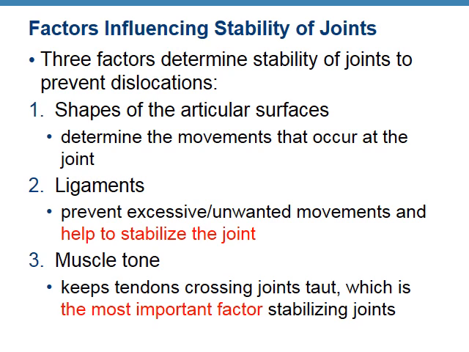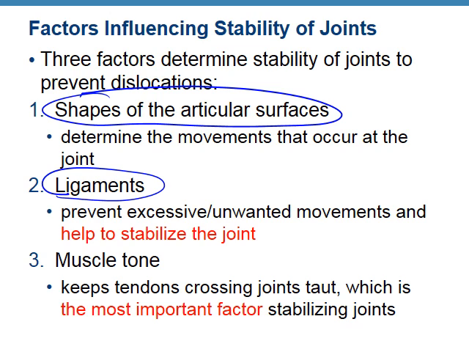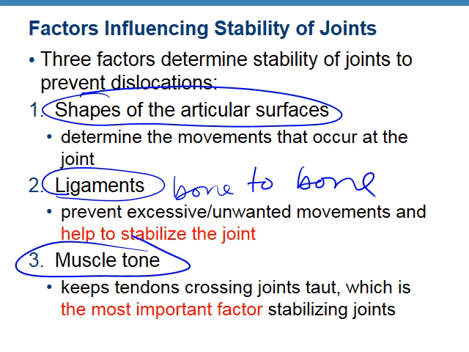We have three factors that determine the stability of joints. One is the shape of the articular surfaces, the cartilage that's on the outside of each bone surface, the ligaments that hold bone to bone, and then we'll also look at the muscle tone and how the muscle tone helps stabilize the joint.